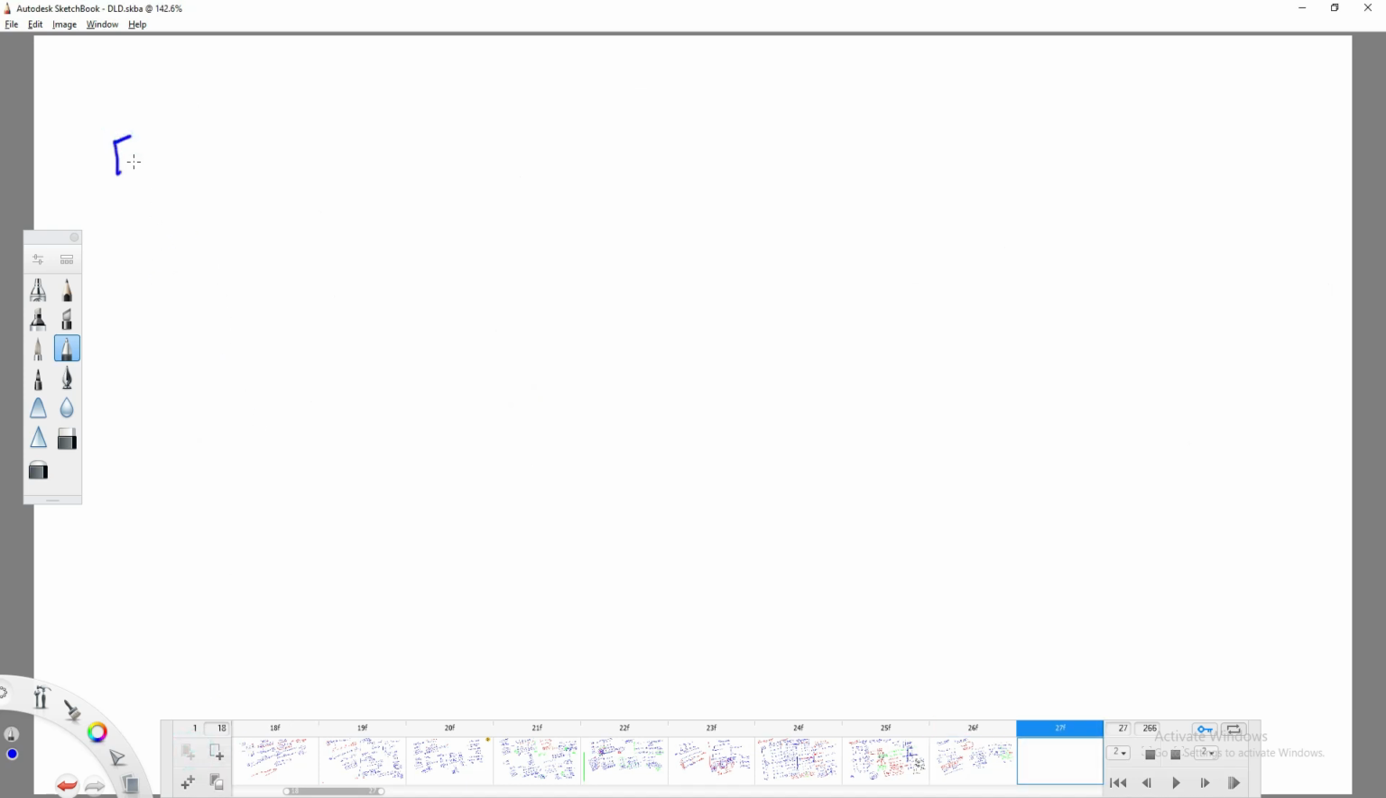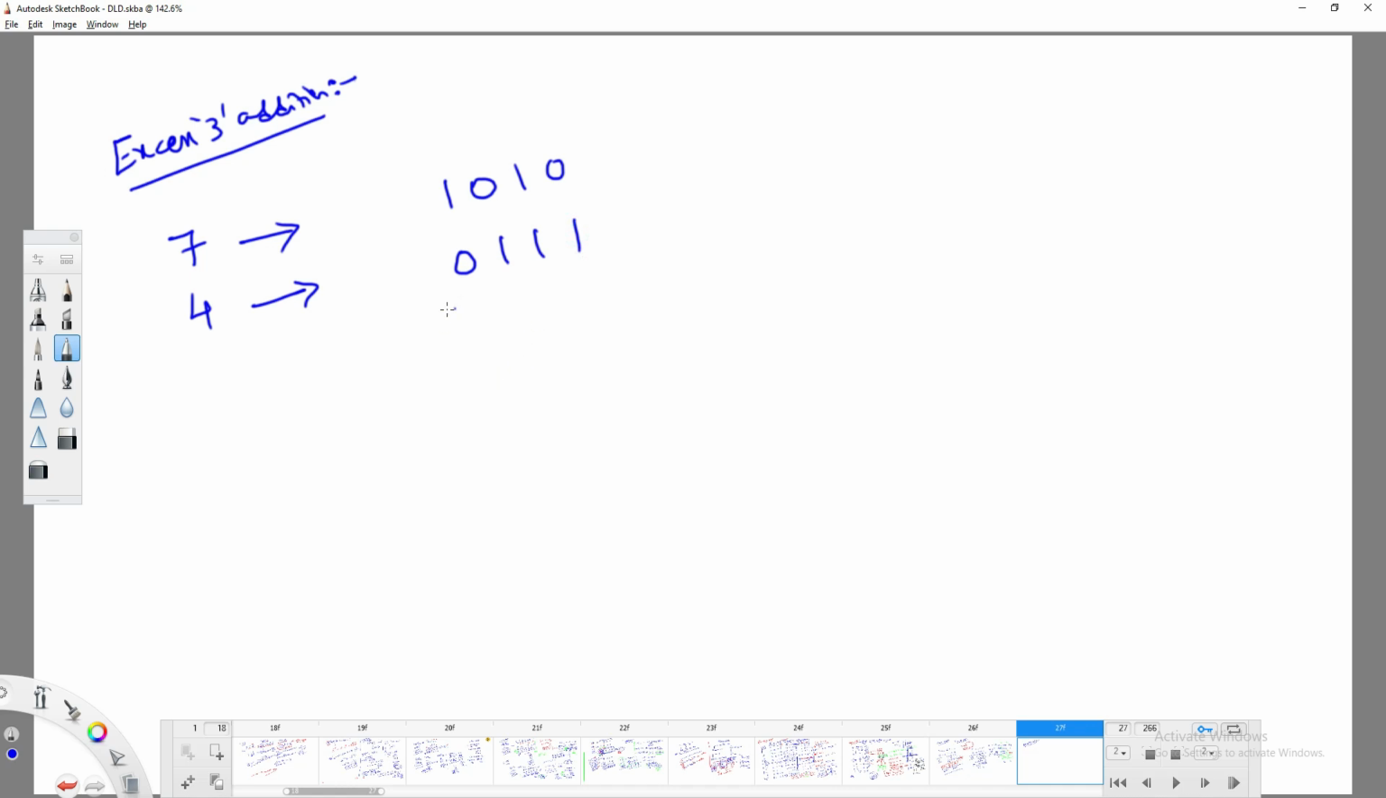Similarly, if you go for Excess-3 addition, I will take the same numbers only, 7 and 4. What is Excess-3 of 7? Excess-3 of 7 is 1010, right? What is Excess-3 of 4? 0111, 0111, right? Try to add. What you are going to get is 1 1 0 1 0, carry 1 0, right? What is the total value?